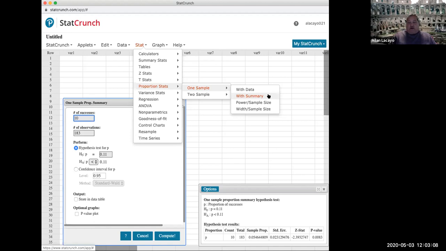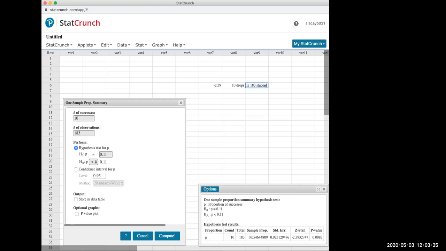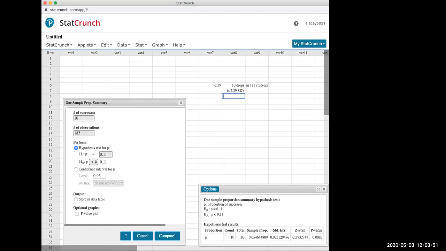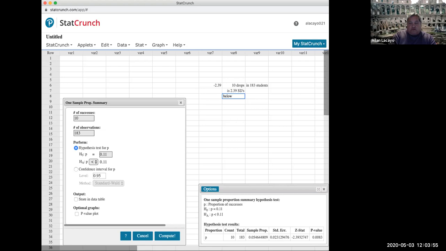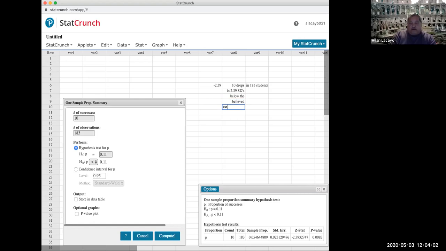Yep. Cool. So if you look at the bottom right-hand corner where it says Z-stat, that's the test statistic. So what is the meaning of minus 2.39? That means that 10 drops in 183 students is 2.39 standard deviations below the believed rate of 11%.